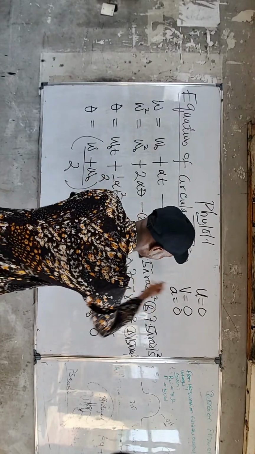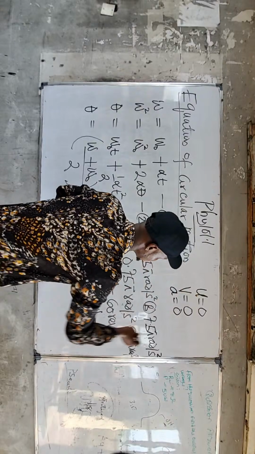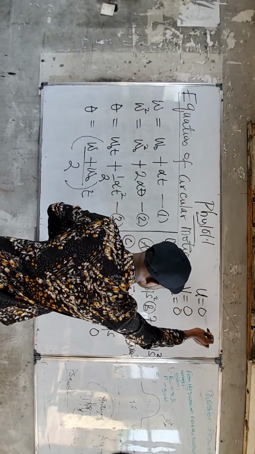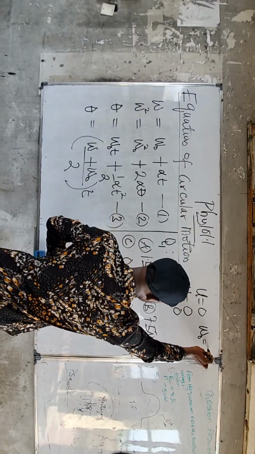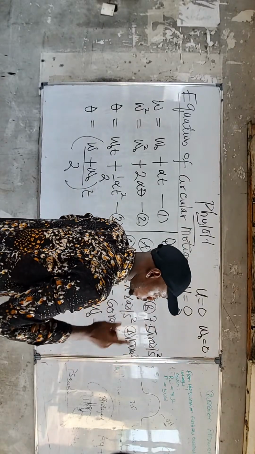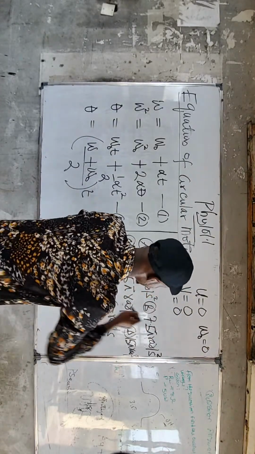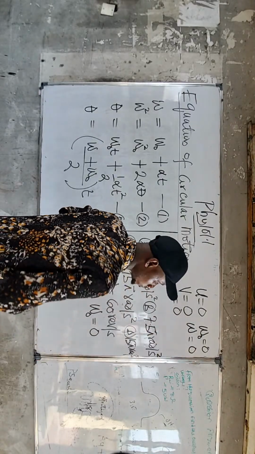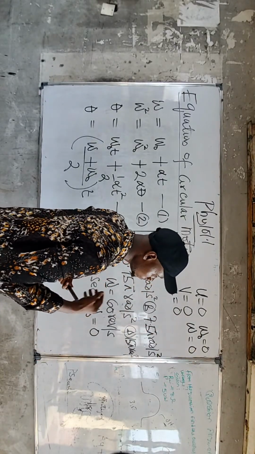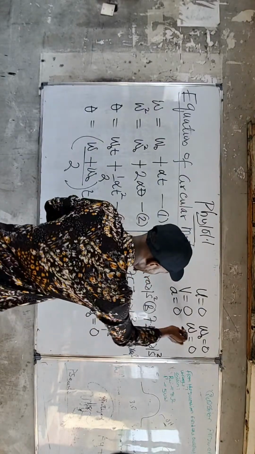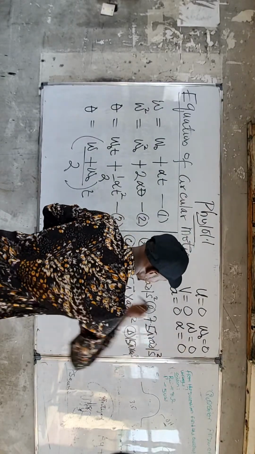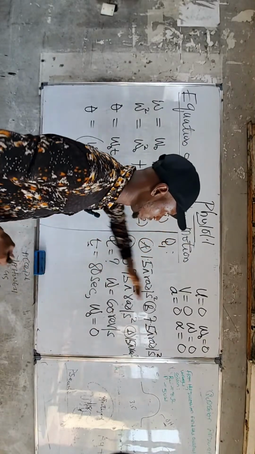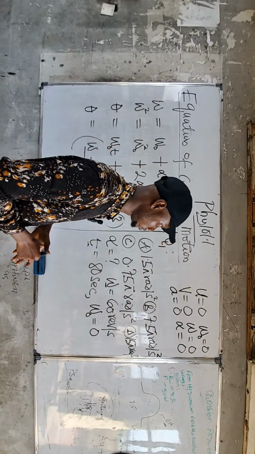So relating this to circular motion, whenever an object is at rest, omega naught is equal to 0. Whenever an object stops or decelerates, omega is equal to 0. Whenever an object moves in a constant velocity, alpha will be equal to 0. Please take note, okay? Now, these are the parameters here.